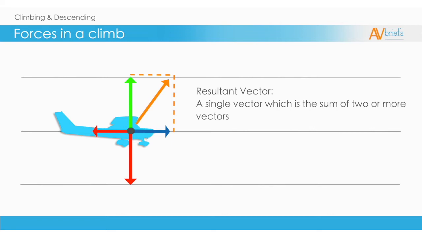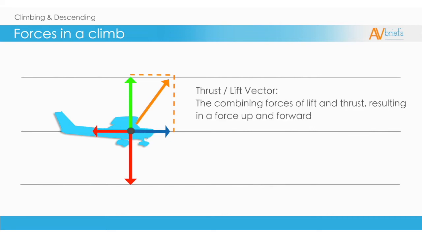The example here shows the green lift and blue thrust. Together they form a single vector which is shown in orange. This can be called the thrust-lift vector. It is the combining forces of lift and thrust, resulting in a force up and forward.